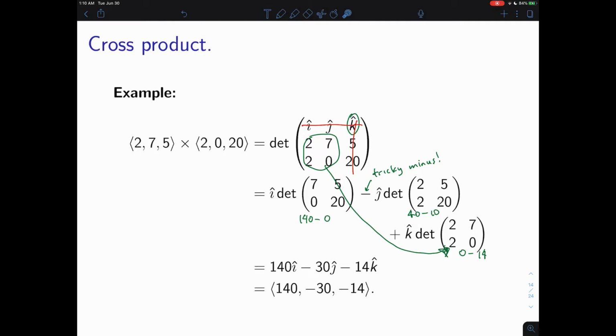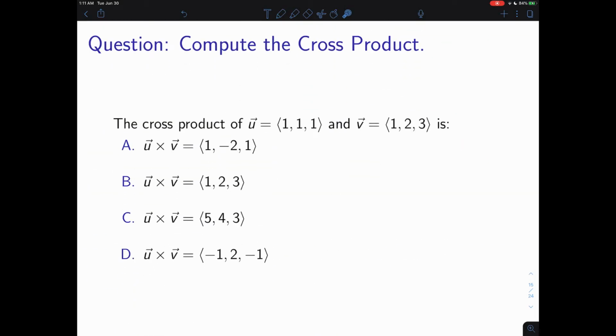Okay, so in contrast with dot product, in dot product, if you put your entries into a vector, that's a big mistake and you forgot to add them up. But in cross product, you are supposed to put your entries into a vector. We are supposed to put our 140, minus 30, and minus 14 as entries in a vector. We're not supposed to add them up. So that's the difference with the dot product versus cross product.